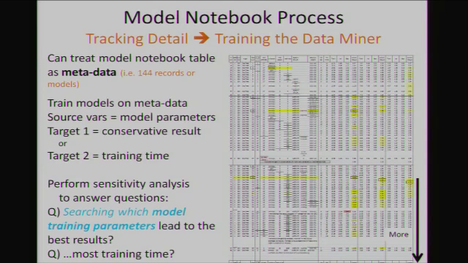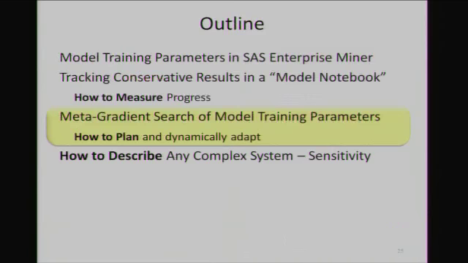And then where I'm going with this is this ends up being a data structure. So keeping track of all these trials can be input data for later analysis. So all of the parameters could be input fields, and the outcome, whether it's your conservative result or others, can be your target. Or you can forecast how long training takes. So it's actually a search space. So now you're looking at searching which model training parameters lead to the best results.